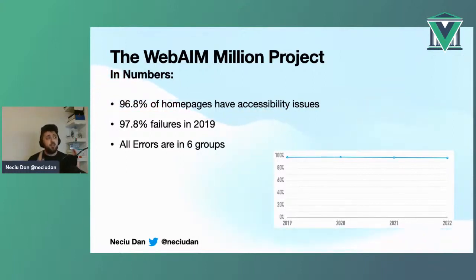And the result is that 96.8%, that's almost 100% of homepages, have accessibility issues. And the most depressing thing is that this number, 96.8, is actually an improvement. In 2019, when this project started, the actual number was 97.8. So in 4 years, we have managed to decrease the number of websites with errors by just 1%.